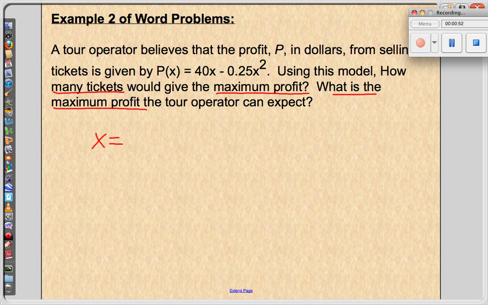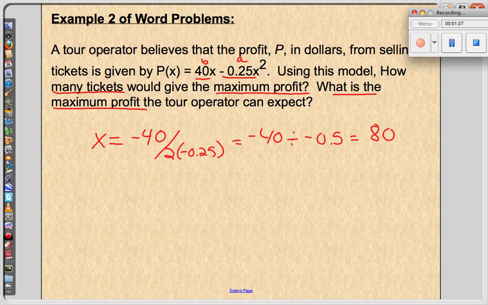Now be careful. This right here is actually my a value, and this is my b value, because the a value is always in front of your x squared, and the b value is always in front of x. So x equals the opposite of b, which would be negative 40, divided by 2 times a. So basically that's negative 40 divided by negative 0.5, which is 80.